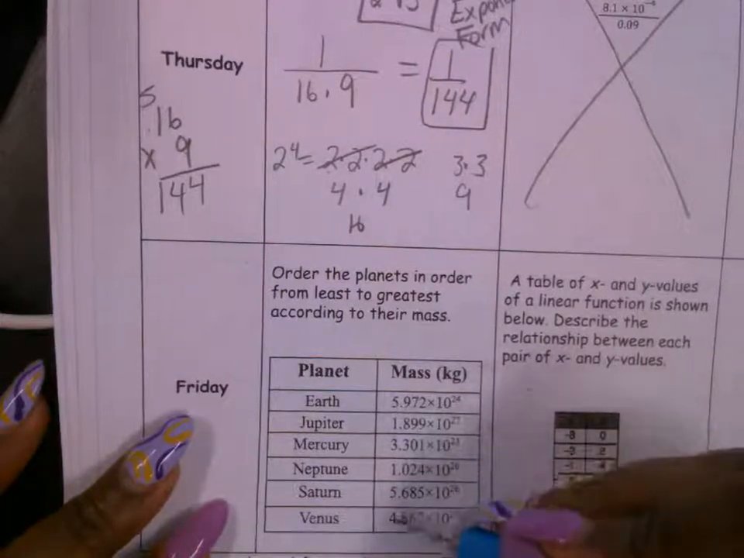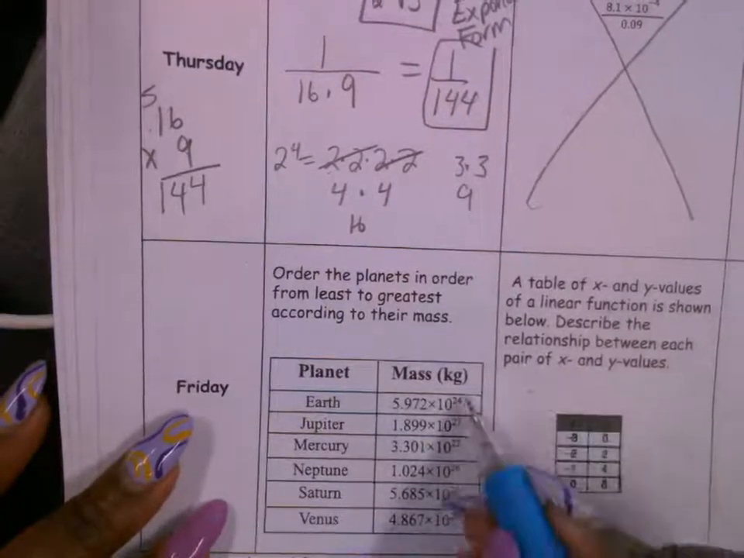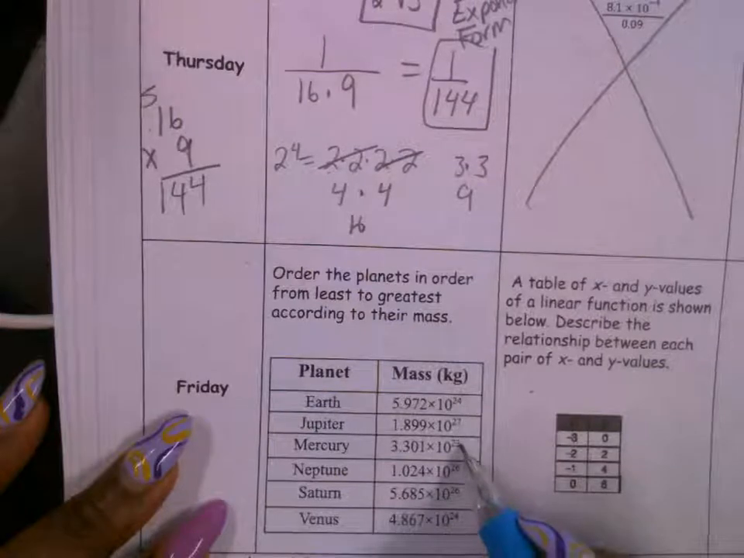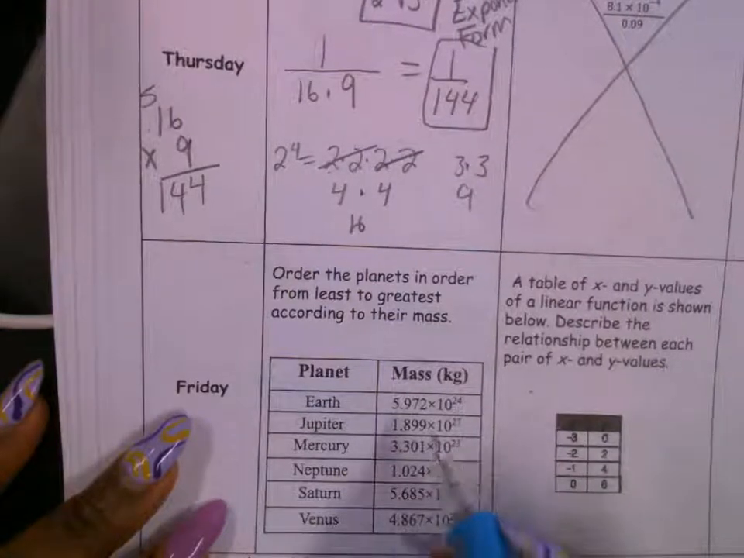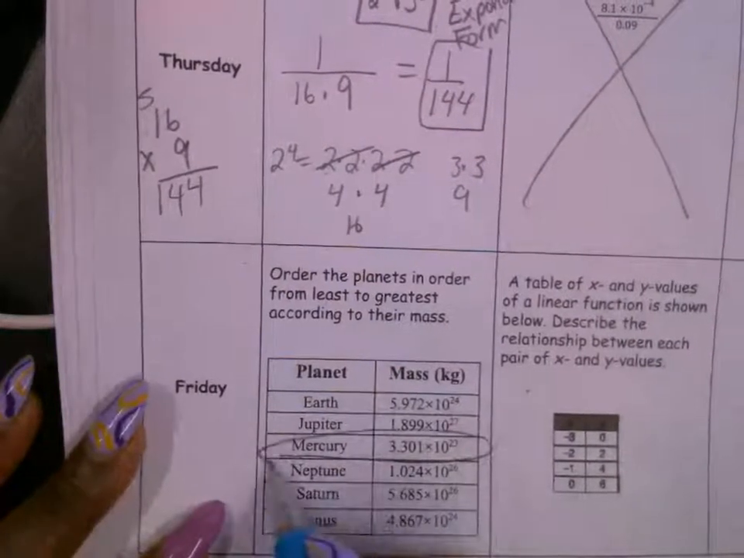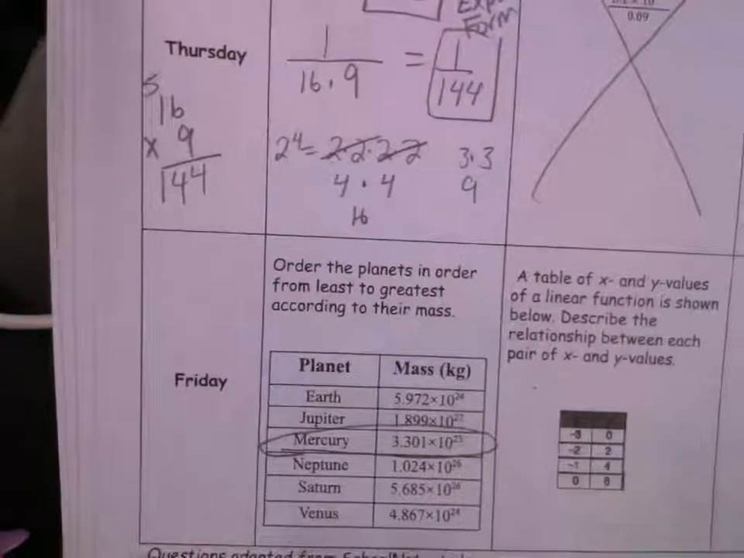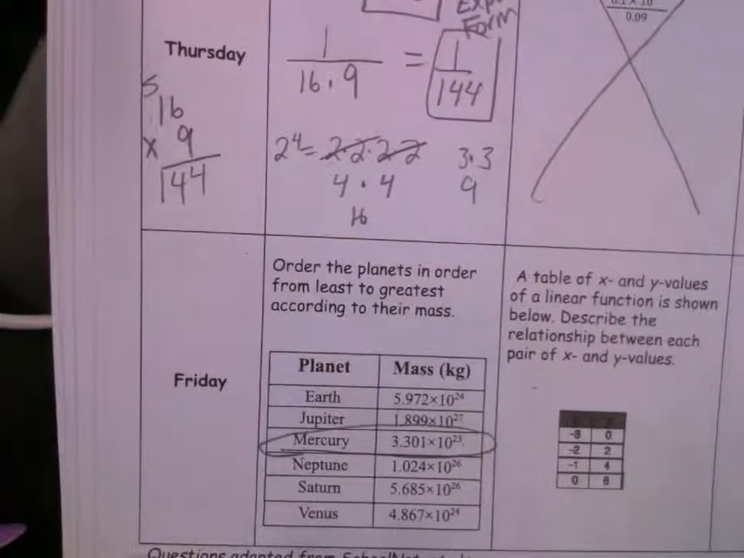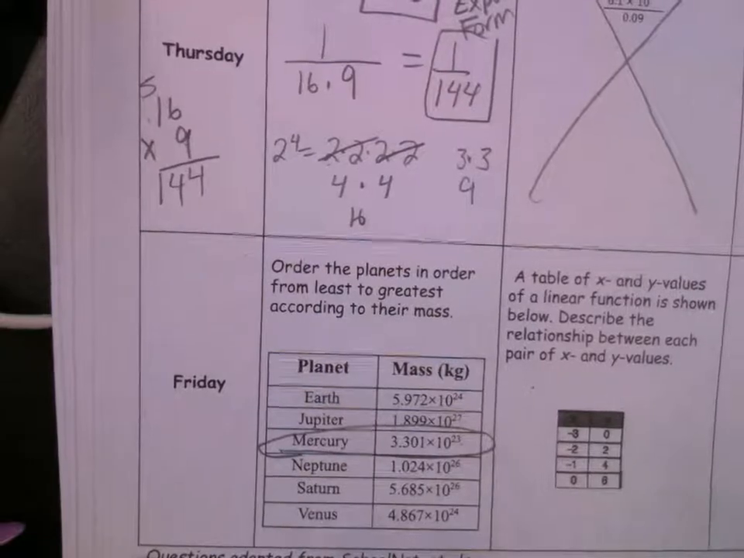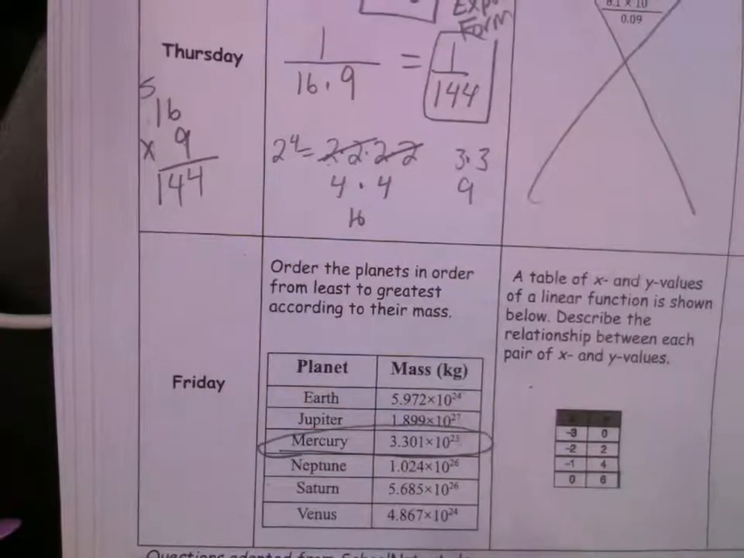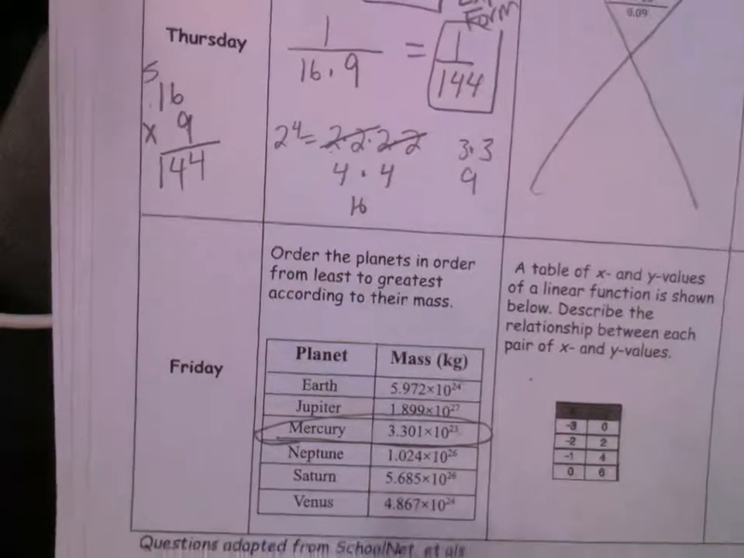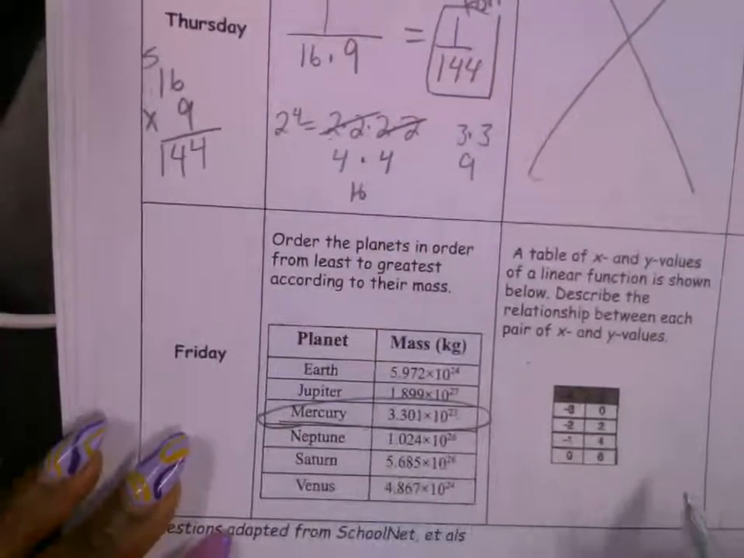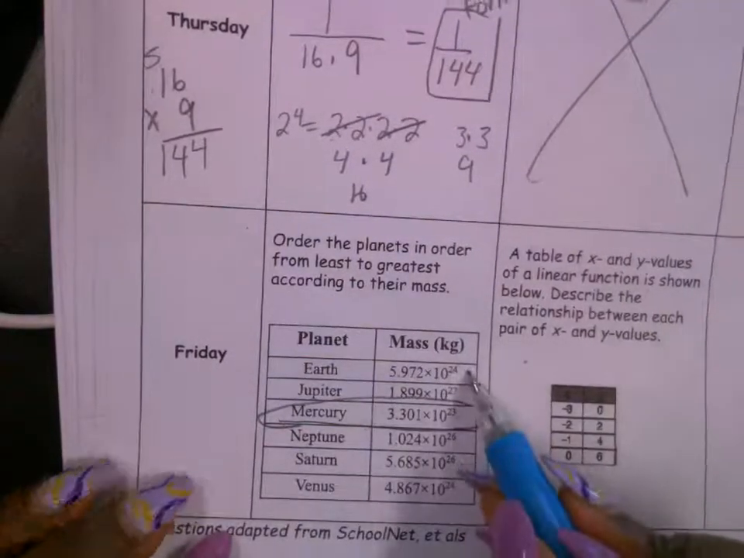Don't forget that if it's in scientific notation. So you got 24, 23 is small here. So this one's gonna go first. Mercury goes first. So I'm gonna write that here. That is 3.301 times 10 to the 23rd power.